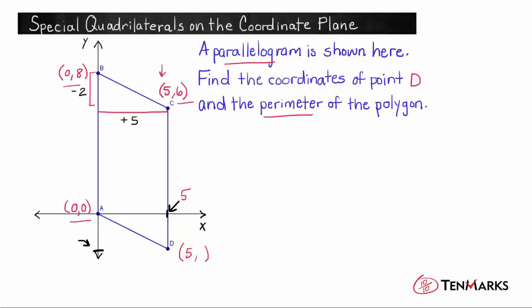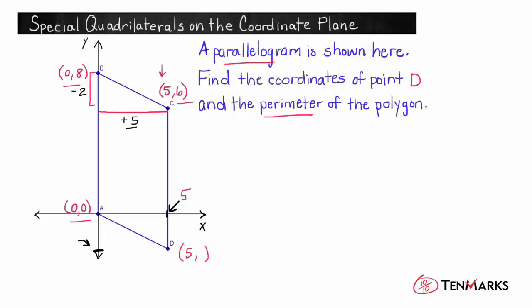So for a minute, take a look at what we've done here. We've gone from a y value of 8 to a y value of 6. That's where our negative 2 comes from. And then we've gone from an x value of 0 to an x value of 5. So that's where our plus 5 comes from.